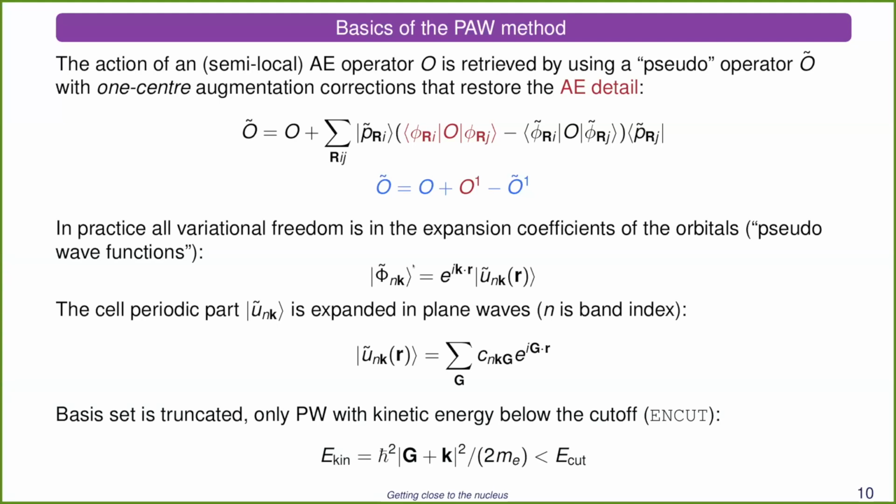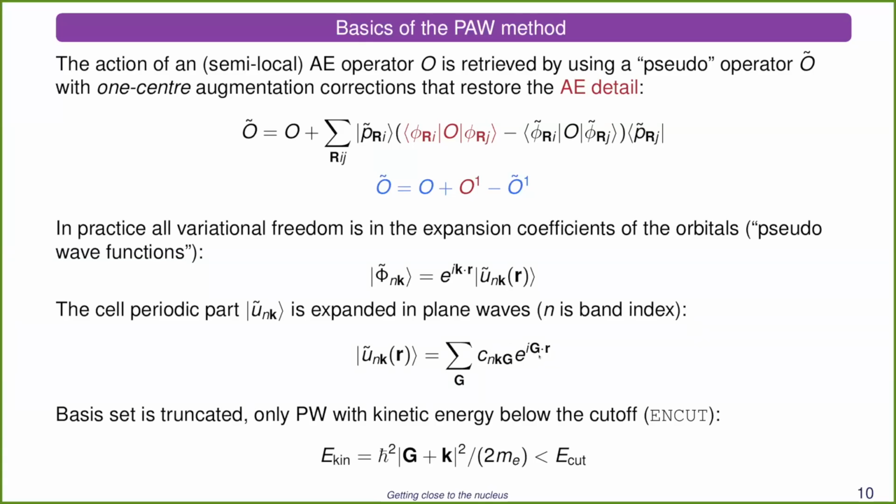Here you see how an orbital goes to a certain K point. This is the phase factor for the K point. This is the cell periodic part of your orbital. And then the cell periodic part of the orbital is again expanded in plane waves. And these are the coefficients. And all the variational freedom is in there. And so you don't have additional coefficients for your partial waves. That all comes along with this.